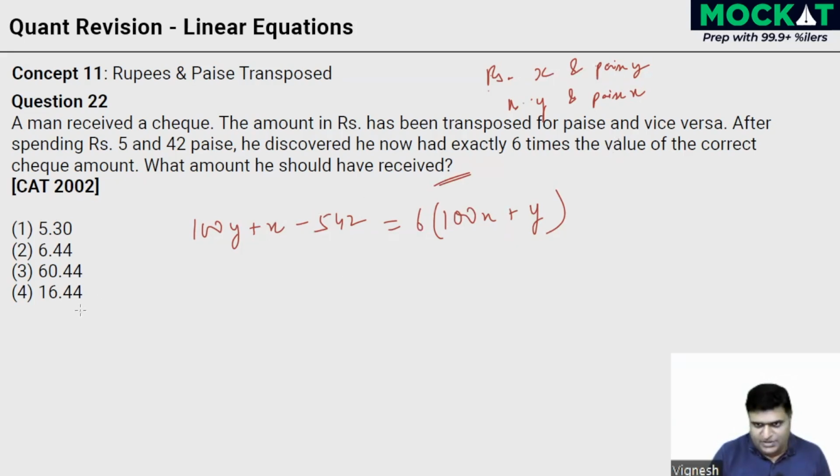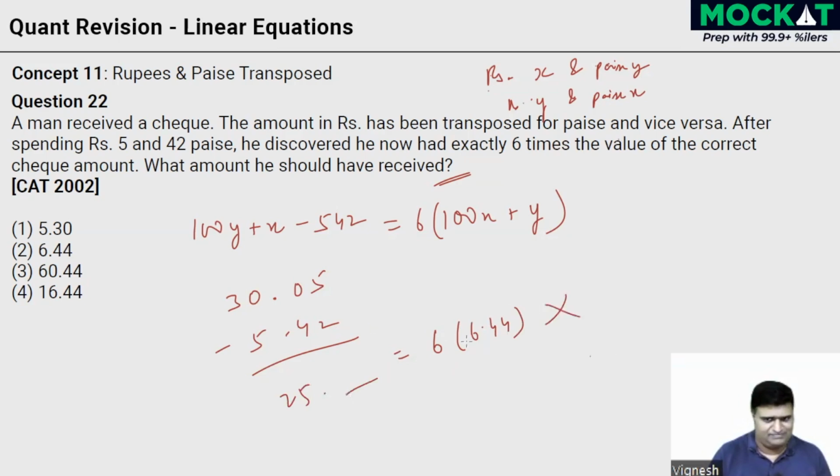But if you have options over here, the best thing is to substitute and close it out, right? The correct amount, what amount he should have received. If the correct amount is 5.30, if he ended up receiving 30.5, right? 30.5 over here. After spending 5.42, am I going to have 6 times 6.44? Does that make sense? 25 point something? No. First option is not working out.